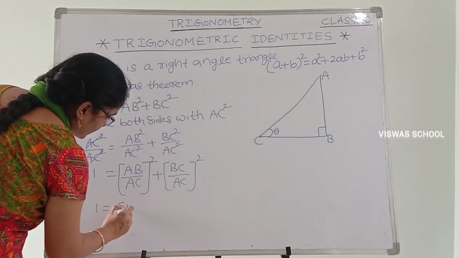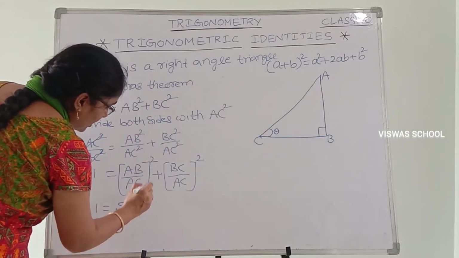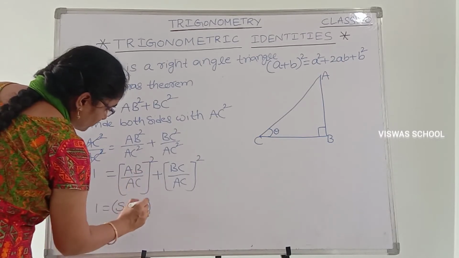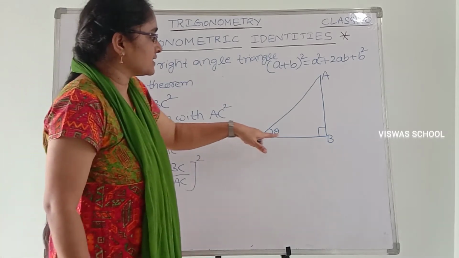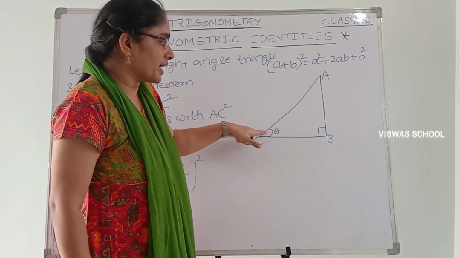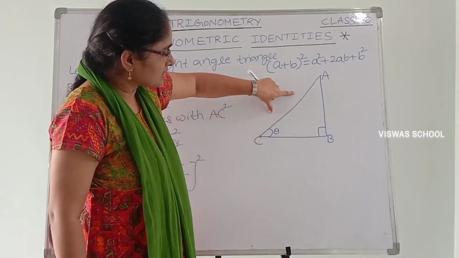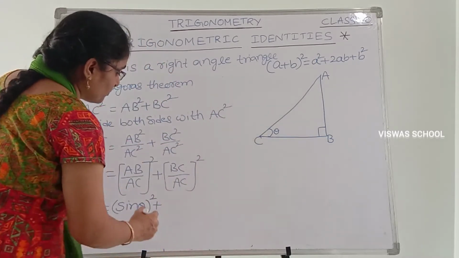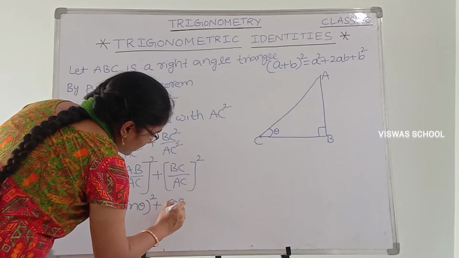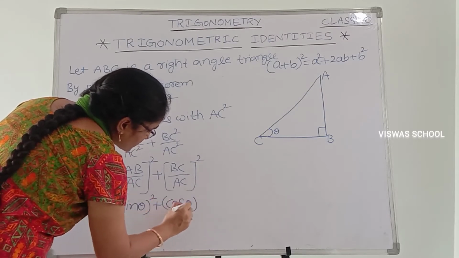That's why I am writing sin theta whole square plus, here, BC by AC. This is the adjacent side to theta, and AC is the hypotenuse. That means this is cos theta whole square.